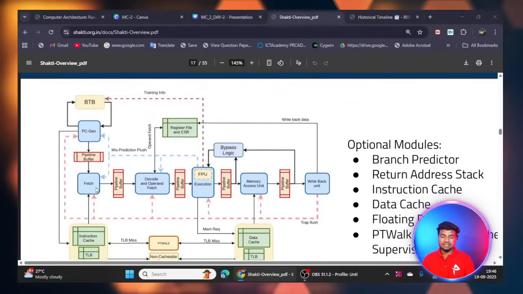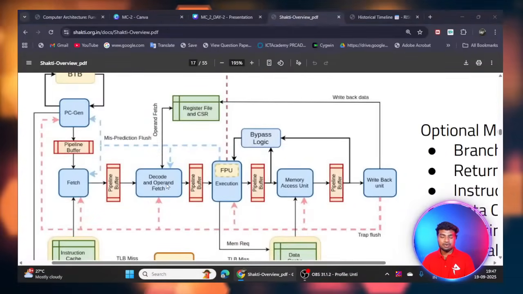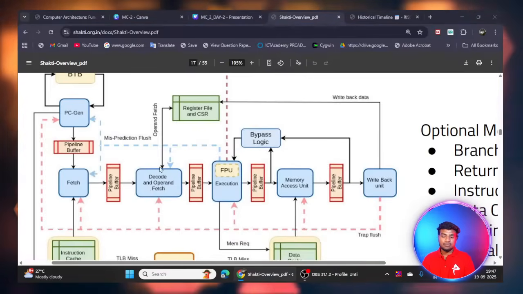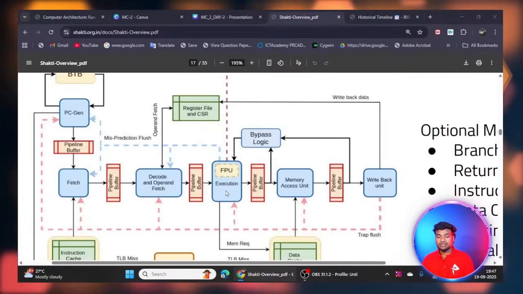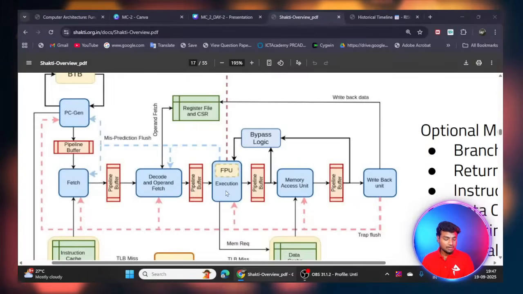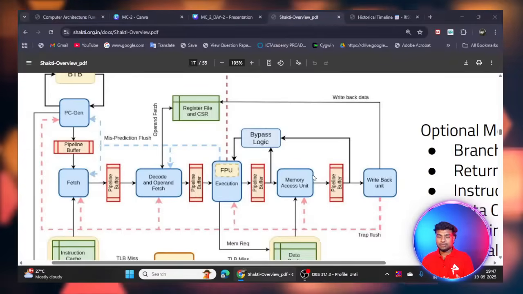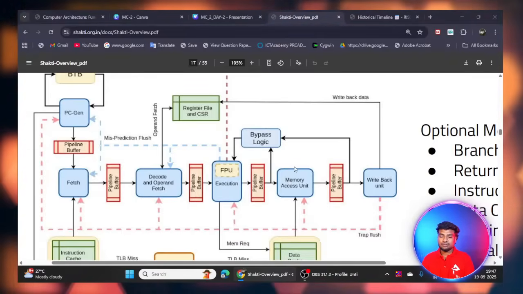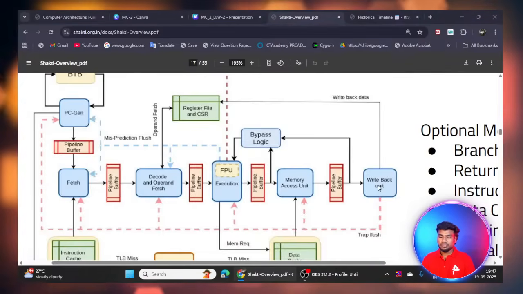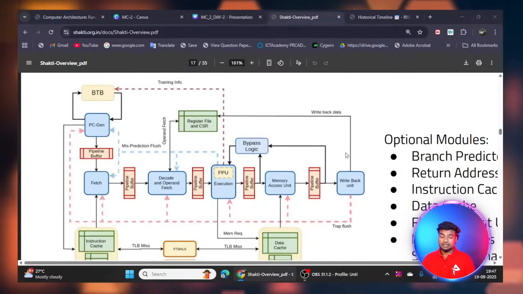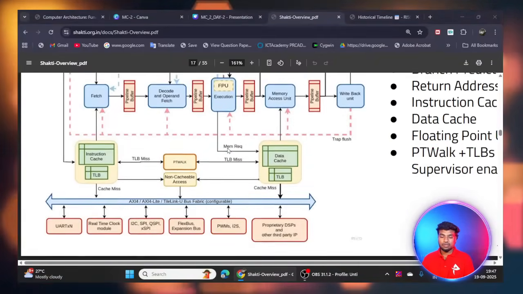It will fetch the instruction, and then give it to the decoder and operand fetch. Then it will fetch the operand from the data and give it to the execution. Execution means ALU, the arithmetic logic unit. Then it will send to the memory access unit, store the data, and send it to the write back unit. Write back means output unit. There are a lot of operations in computer architecture. It will take a whole day to explain.